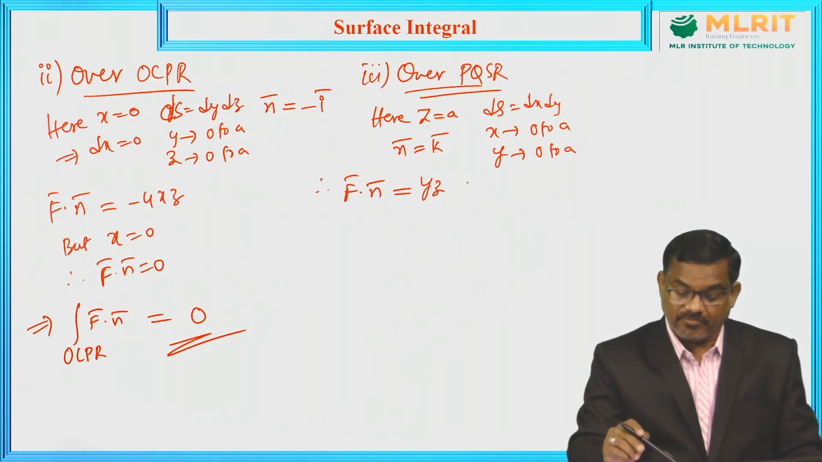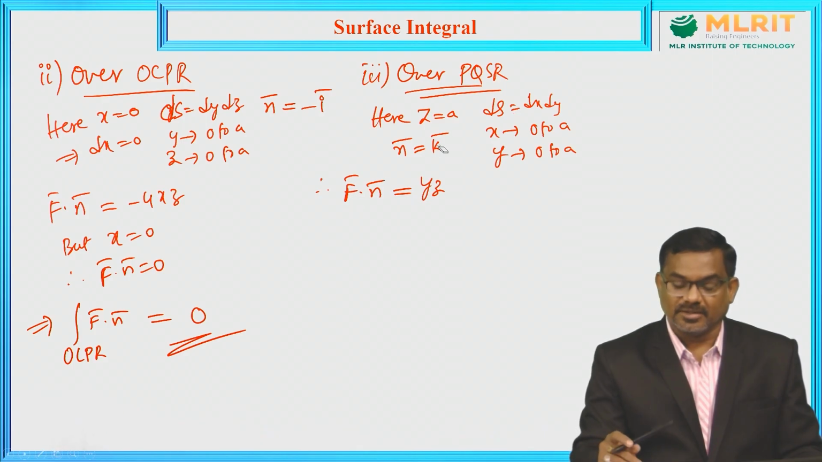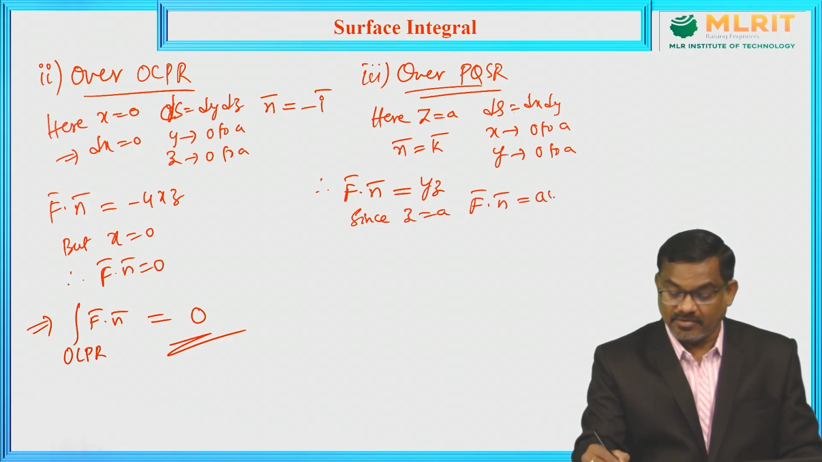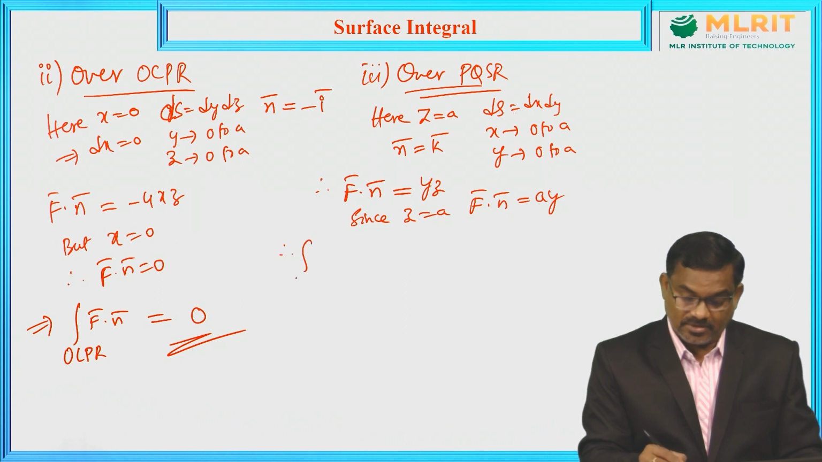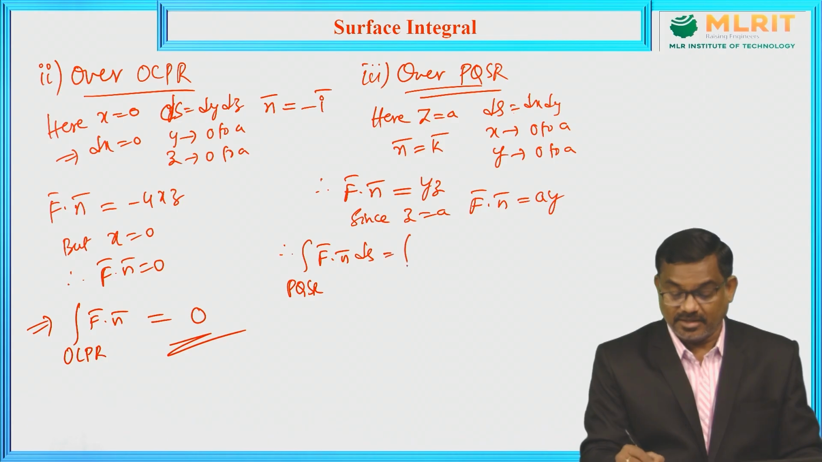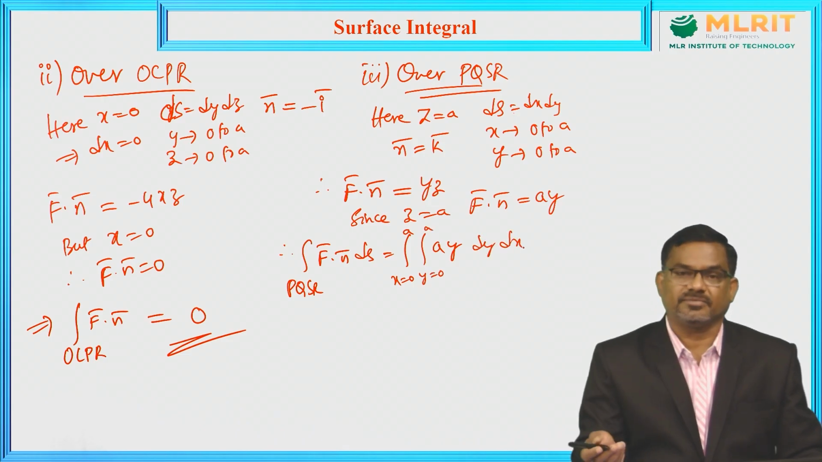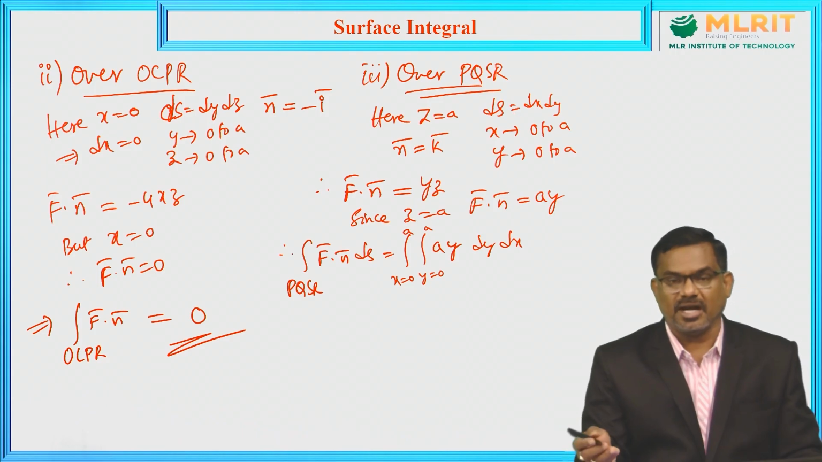So, here f bar dot n bar is f bar dot k bar, which is yz. Since z equal to a, f bar dot n bar is ay. So, therefore, the surface integral over the face PQSR of f bar dot n bar ds is, what remains here? A into y. So, x from 0 to a, y from 0 to a, first with respect to y, then x, or else first you can integrate with respect to x and later y also.